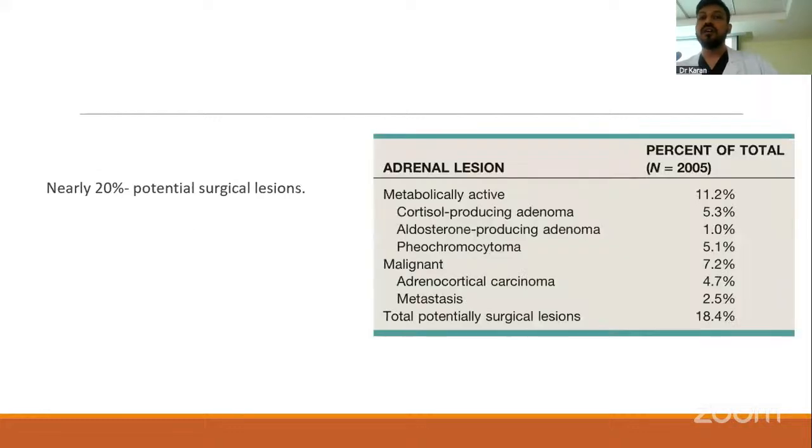Most of the adrenal lesions can be metabolically active, around 11.2% are metabolically active, which include cortisol-producing adenoma, which are around 5%, pheochromocytoma 5%, and aldosterone-producing adenomas. Malignancy can be in up to 7% lesions, and nearly 20% lesions are potentially surgical.